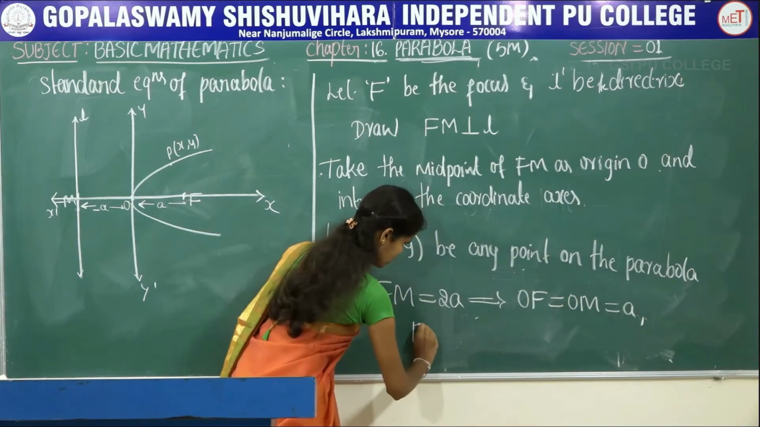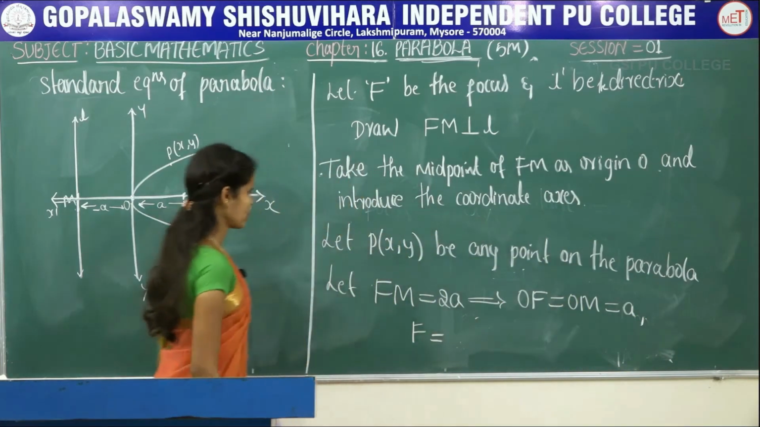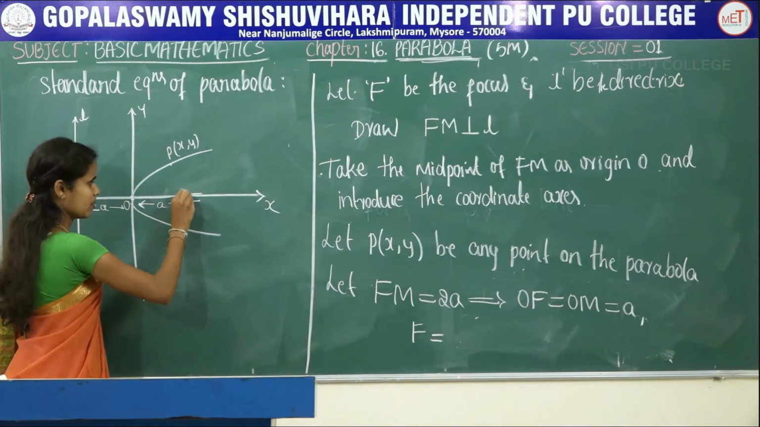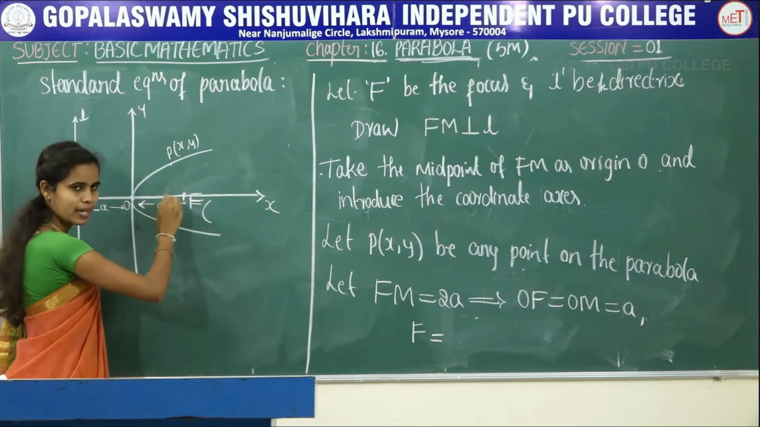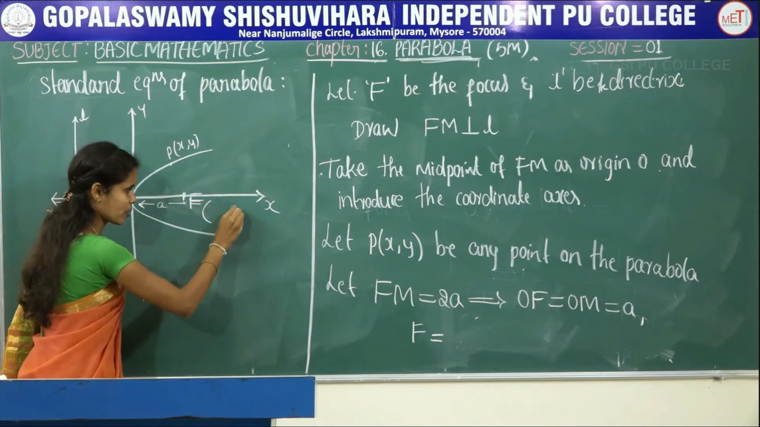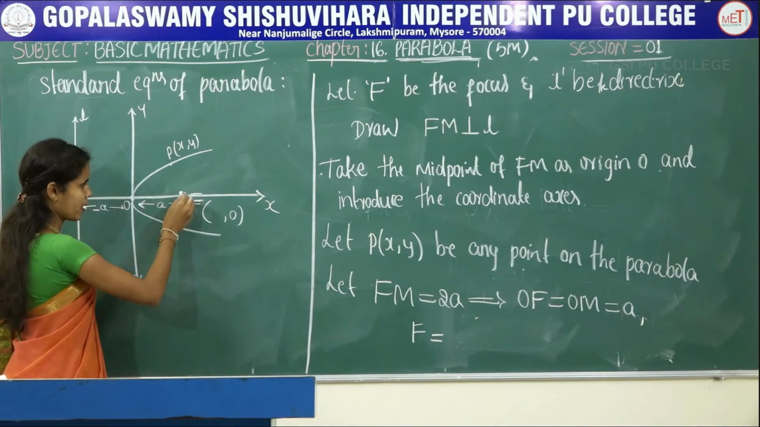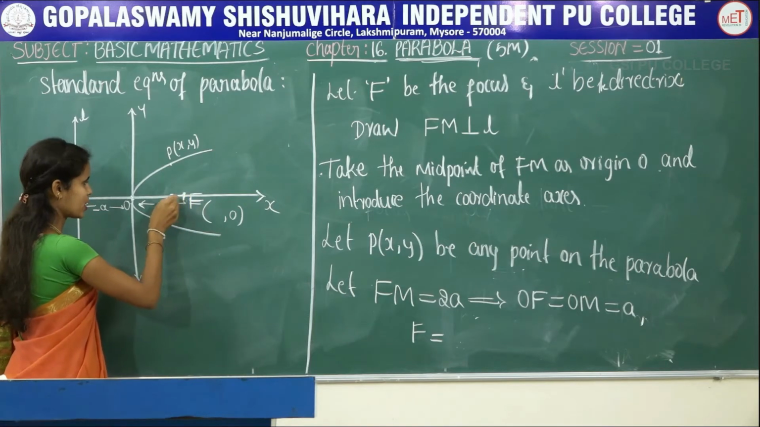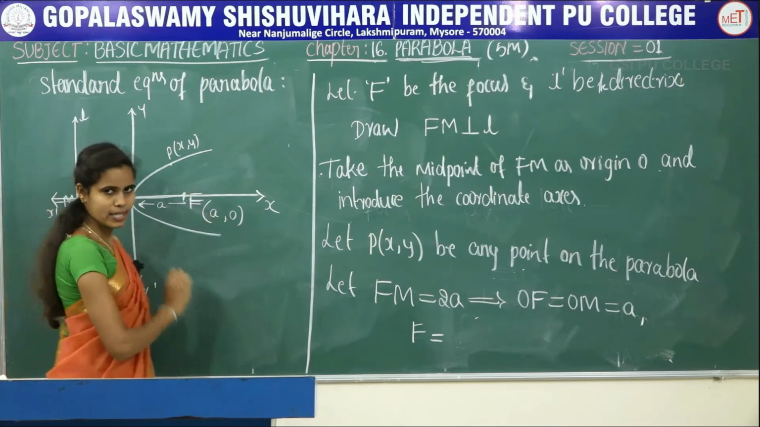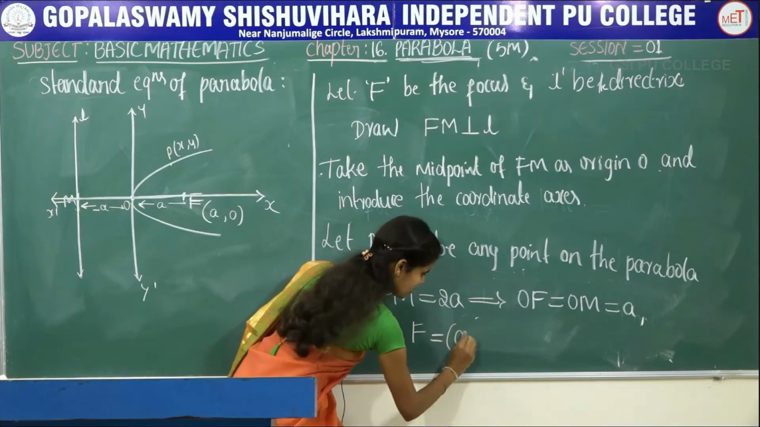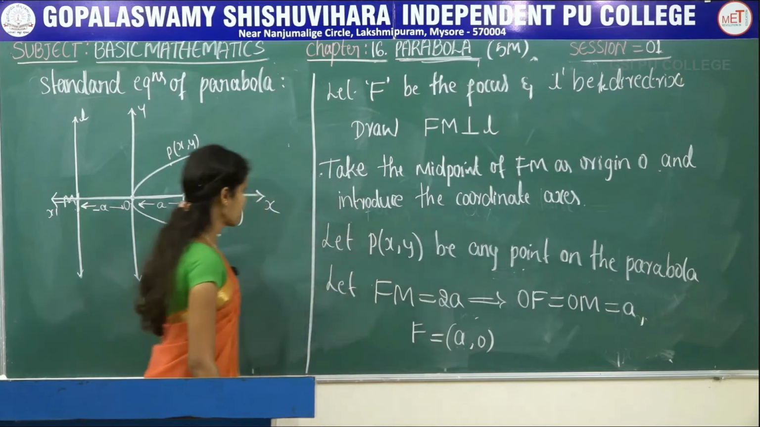Then, coordinates of F. Here observe, this point lies on the x-axis. Therefore, the y coordinate must be equal to 0. The x coordinate means the perpendicular distance from the y-axis. So this distance is equal to a. Therefore, coordinates of F are a, 0.